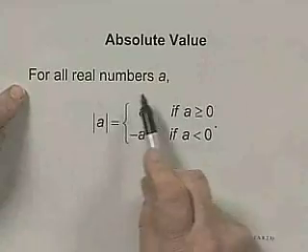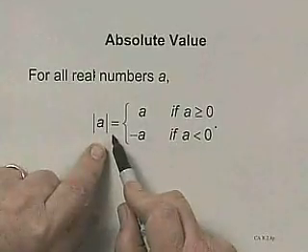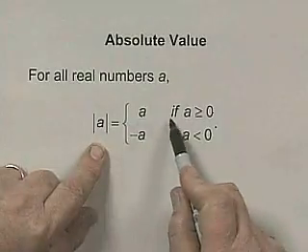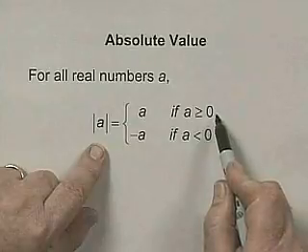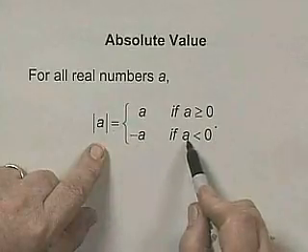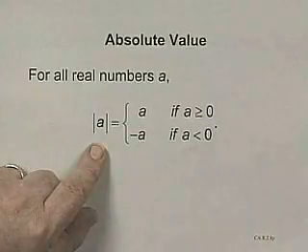There's an algebraic definition of absolute value. Let's look at it. For all real numbers a, the absolute value of a is equal to a if a is greater than or equal to 0, and it's equal to negative a if a is less than 0. Let's try an example.